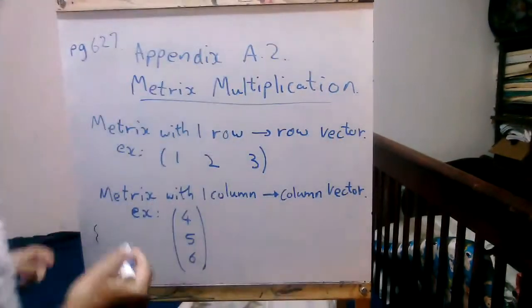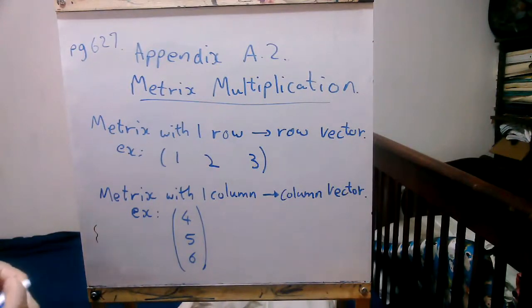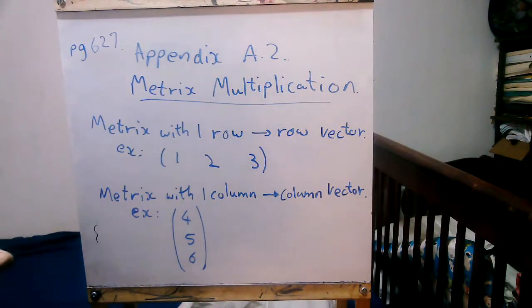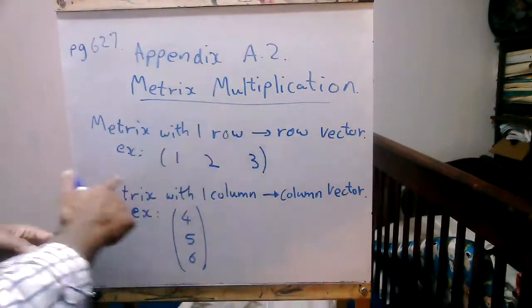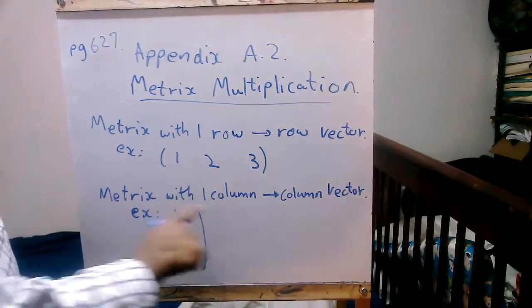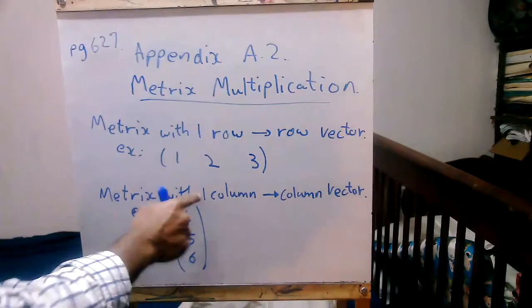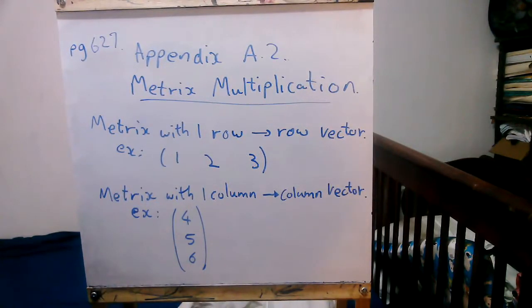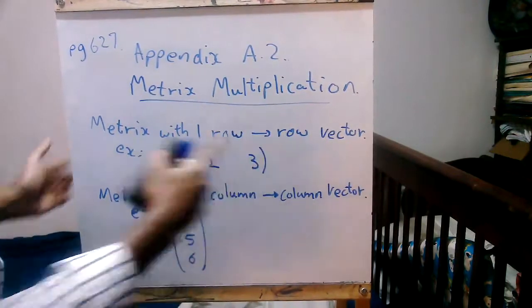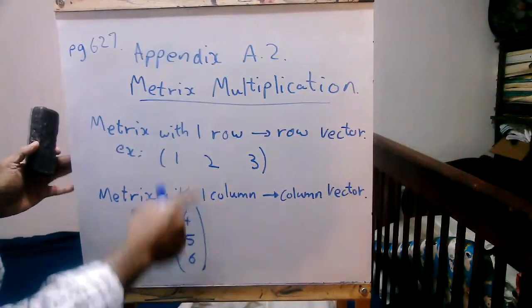Right now, as the first case, let's discuss a simple case: a matrix with one row and another matrix with one column. A row vector is a matrix with one row like this, and a matrix with one column is a column vector like this. I'm going to multiply these two. What I'm going to do is multiply a row vector with a column vector.